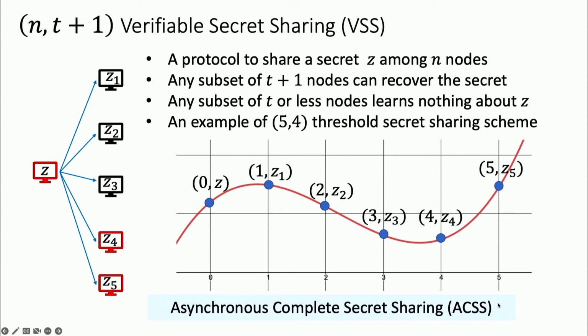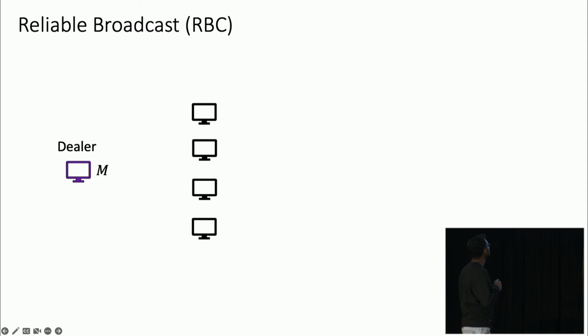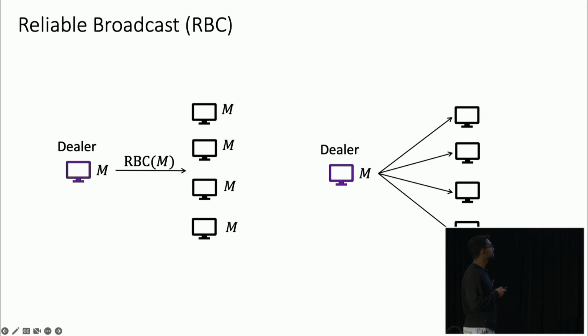So the next primitive we need is called reliable broadcast. Here we have a single dealer that has a message, and we have a set of nodes. The dealer wants to run a protocol, RBC, on the message so that at the end of the protocol, every node outputs the message. Observe that simple protocols like this, where the dealer simply sends the message, don't work, because if the dealer is malicious, it can send different messages to different nodes, and it might not send any message to a subset of nodes.